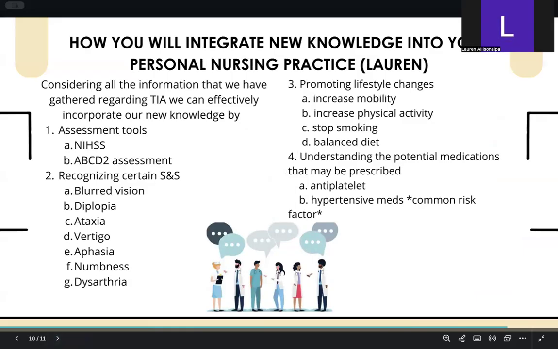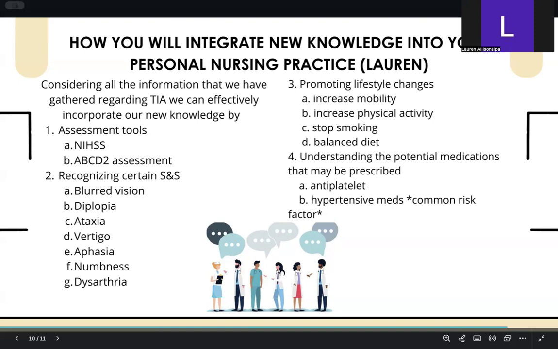And then how we will integrate new knowledge into our personal nursing practice. So considering all the information that we have gathered regarding TIAs, we can effectively incorporate our new knowledge by using certain assessment tools like the NIHSS or the ABCD2 assessment, recognizing those silent symptoms that we mentioned earlier, such as blurred vision, diplopia, ataxia, vertigo, aphasia, numbness, or dysarthria.